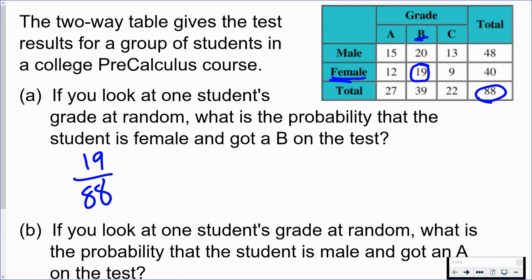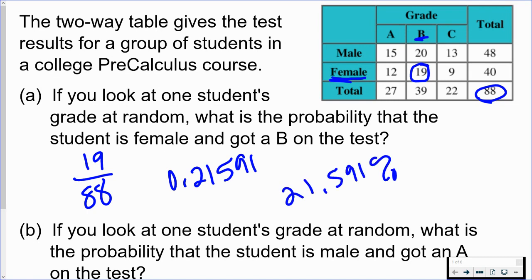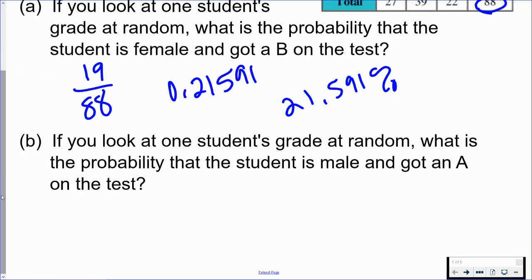Okay, let's now, again, I don't know what form you might have to put the answer, so we'll just put them all down. So 19 divided by 88 is 0.21591. So that would be 21.591%. Okay. And again, don't know what form you may have to put your answers. So those are the different ways that we could express these answers as far as the probability. We could give a fraction, we could give a decimal, or we could give the percent.